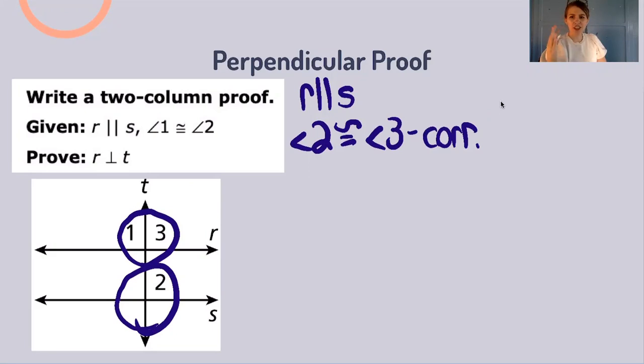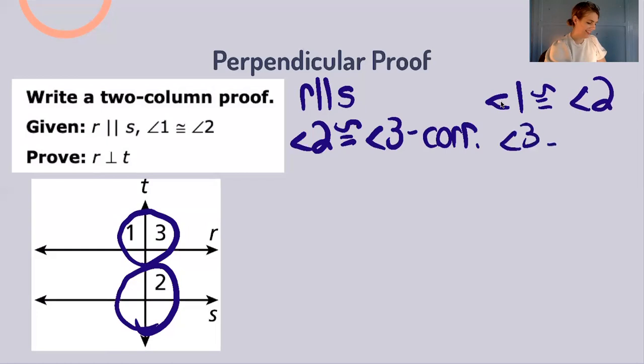I look for relationships with angle 1, but I don't really see any. But I have another given. I know that angle 1 is congruent to angle 2. And because of that, I can say that angle 3 is congruent to angle 1 because of the transitive property.